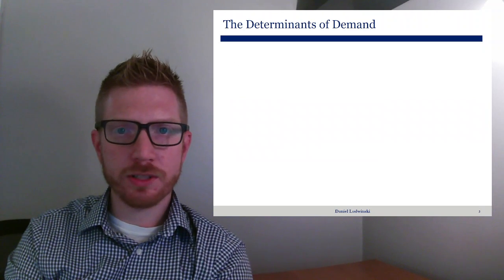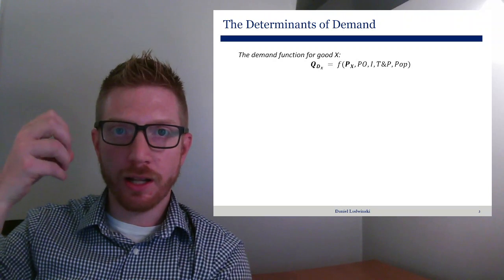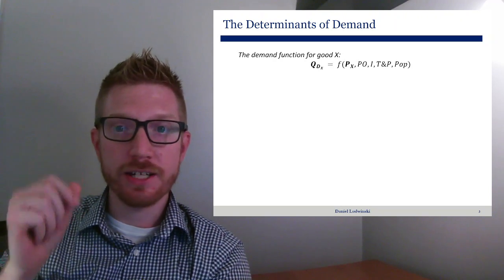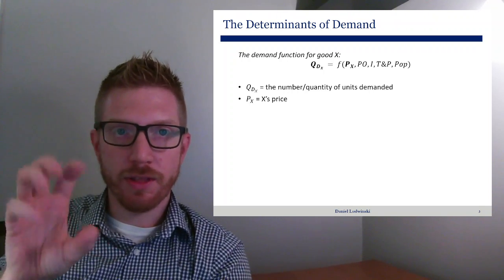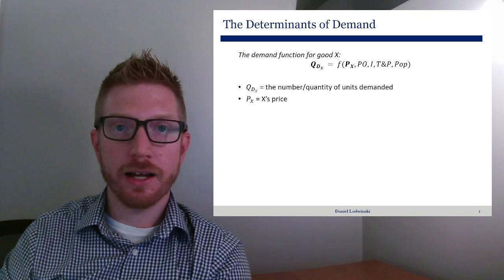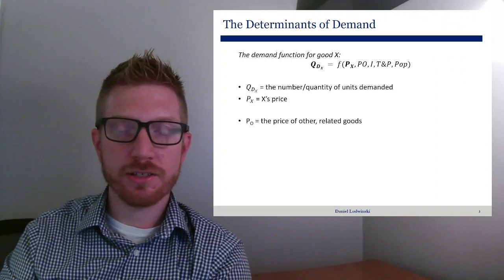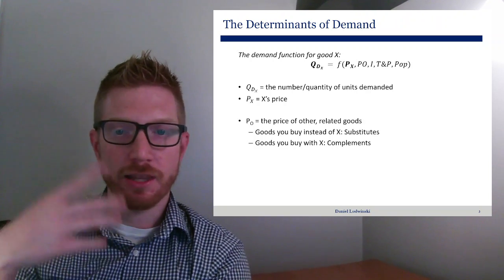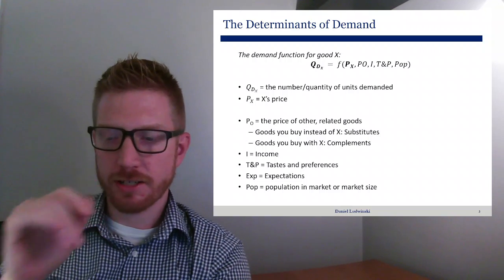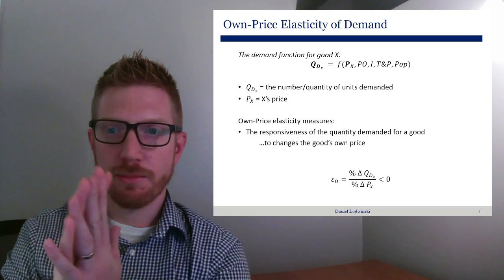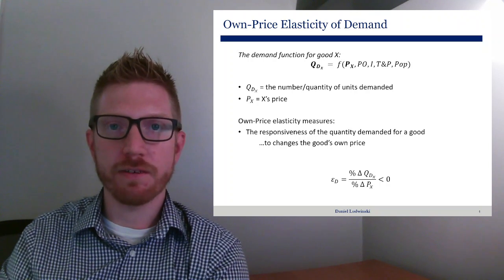So to get there, I want to remind you about the determinants of demand. Remember, in economics, we define demand as the relationship between price and quantity demanded. So that's what we were talking about with the own price elasticity of demand. But there's other things that determine demand: the price of other goods, income, tastes and preferences, expectations. So own price elasticity is about that first part, the quantity demanded related to the price of the good.